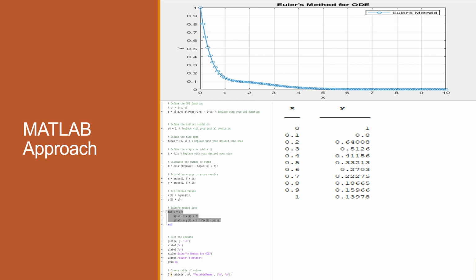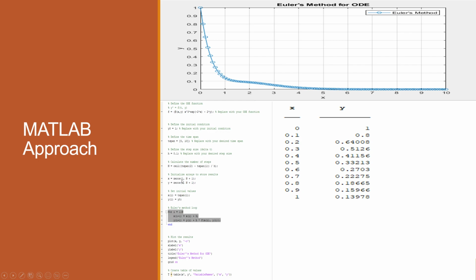This is my MATLAB approach to the first textbook example. My code for the MATLAB approach is as follows. At the beginning, you define your function. Next, you define your initial value. Then you define the time span over which you want to see the function. Next, you define your step size. After that, you calculate how many steps you want to run.